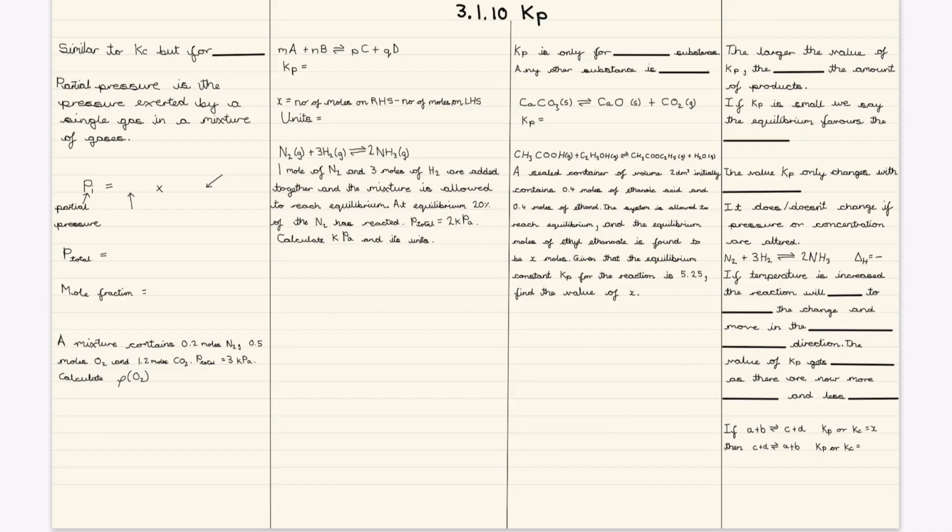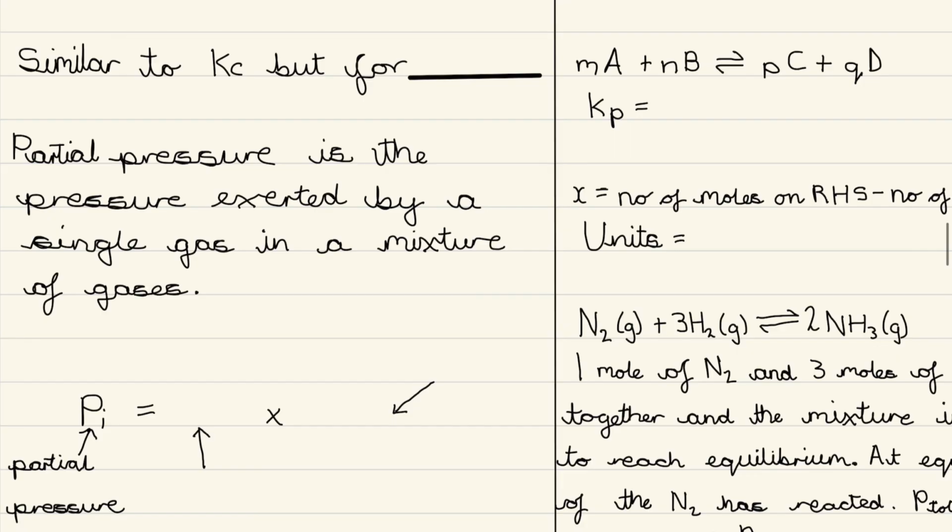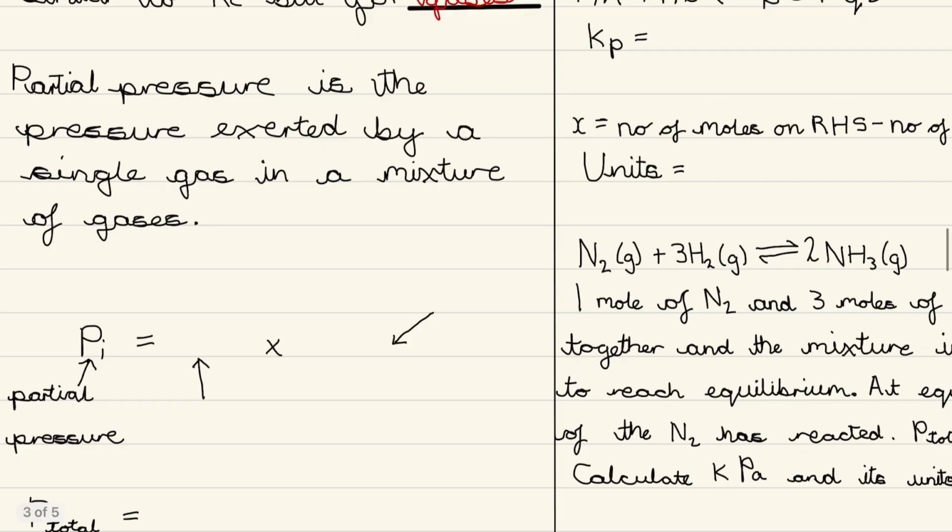Alright, now moving on to Kp. This is similar to Kc but for gases. Partial pressure is the pressure exerted by a single gas in a mixture of gases. And the formula for partial pressure is Xi, which is the mole fraction, times the total pressure. The total pressure is equal to the sum of the individual pressures.